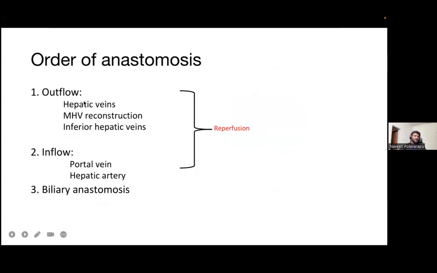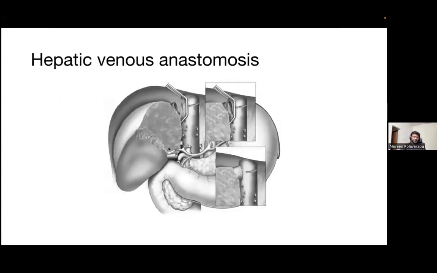So basic common sense, really. We first reconnect or plumb the outflow tracts first, then comes the inflow tracts, then comes the biliary anatomy. So this is how it happens. Outflow tracts: first the hepatic veins and the IVC get connected. The middle hepatic vein, the inferior hepatic vein, they all get connected. So the hepatic veins get connected first, and then the inflow, first the portal vein, then the hepatic artery gets reconnected, and then the biliary anastomosis.